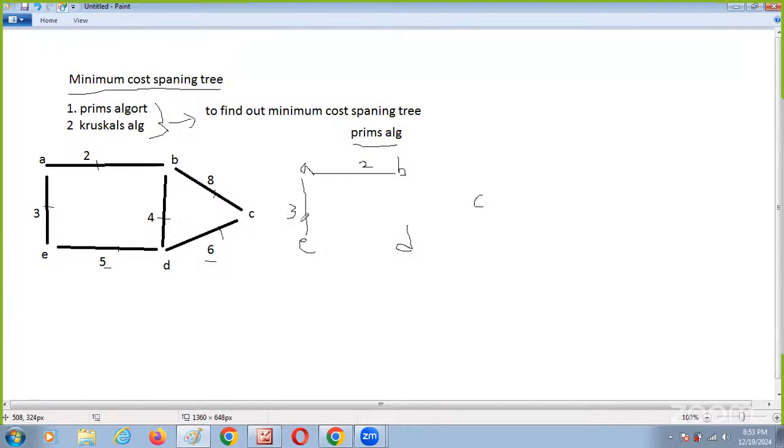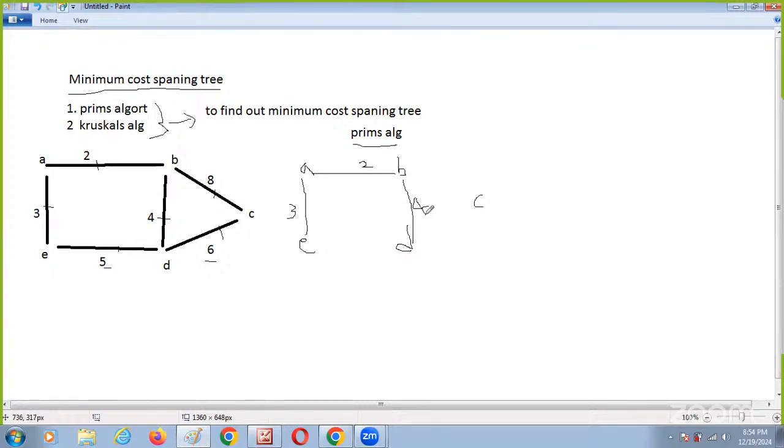And after that, from this entire connected path onwards, I have to connect. From B to D, I have a 4. From E to D, 5. Which one do I need to select? Next to 3 is 4, so I have to select B to D. So the cost is 4.